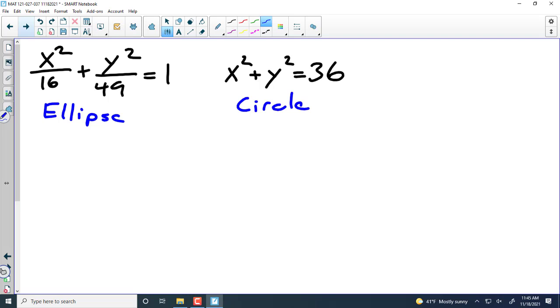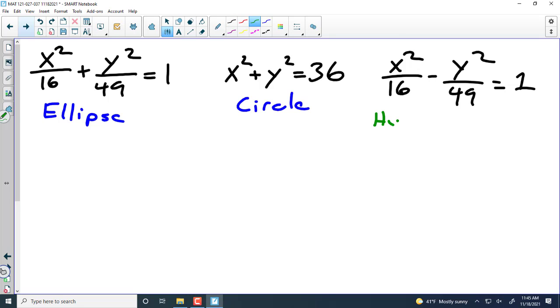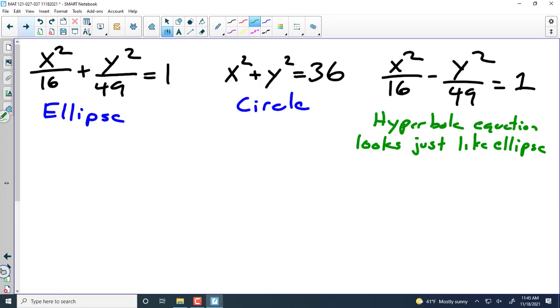Okay, here's a hyperbola, everyone. Or what a difference a minus sign makes. This is a hyperbola. A hyperbola equation looks just like an ellipse equation, except... Here are the differences between a hyperbola equation and an ellipse equation.